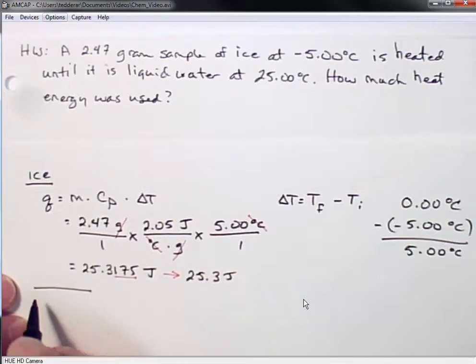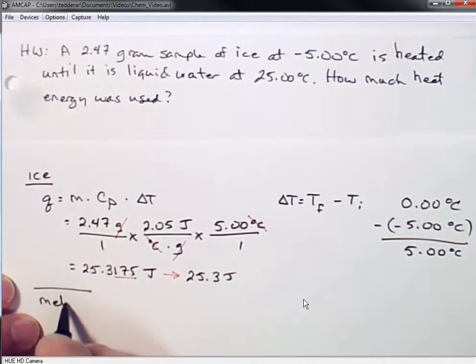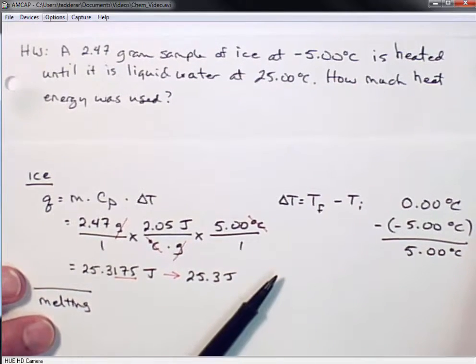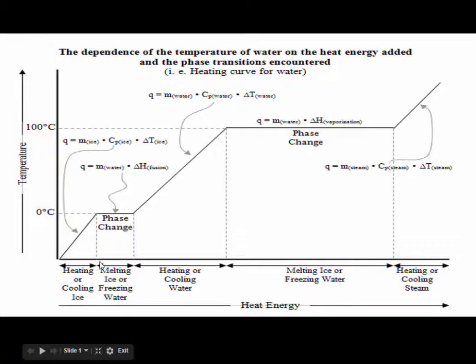What we're ready to go to now is the point where we're changing from ice into water, the melting. Okay, so this is the melting stuff that's going on here. And we'll go back and look at that heating curve for water so we can see the equation. So during that phase change, when you're melting ice or freezing water, see down here at the bottom it says melting ice or freezing water. That's our phase change. We're using this equation because there's no temperature change. We can't use a delta T or temperature change when there's no temperature change.